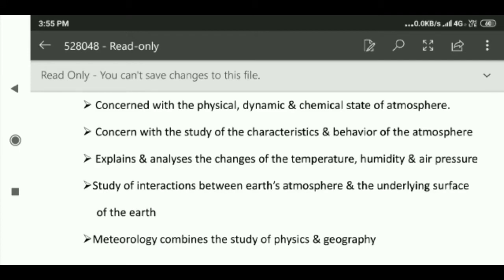As a branch of physics, meteorology is primarily concerned with the physical processes operating in the atmosphere. At the same time, it is descriptive and explanatory of the physical environment of man. Because of this, meteorology may become a branch of geography. Even though meteorology combines physics and geography, it is rather different from both.